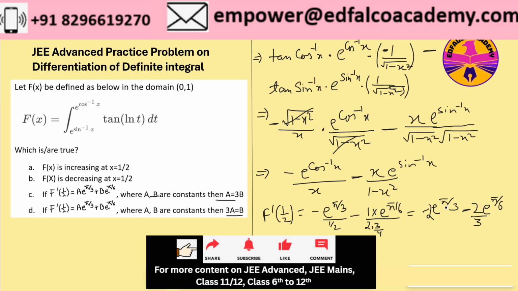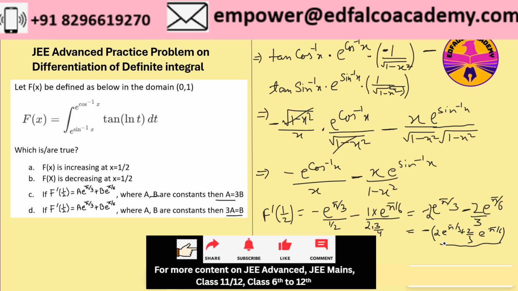Now looking at this value, you can directly see that e to the power pi by 3 is a positive number, and e to the power pi by 6 is also a positive number. So therefore you can take out the minus sign from here. You will be left with a minus sign outside, and then there will be 2 e to the power pi by 3 plus 2 by 3 e to the power pi by 6. So this number inside the bracket is purely a positive number.